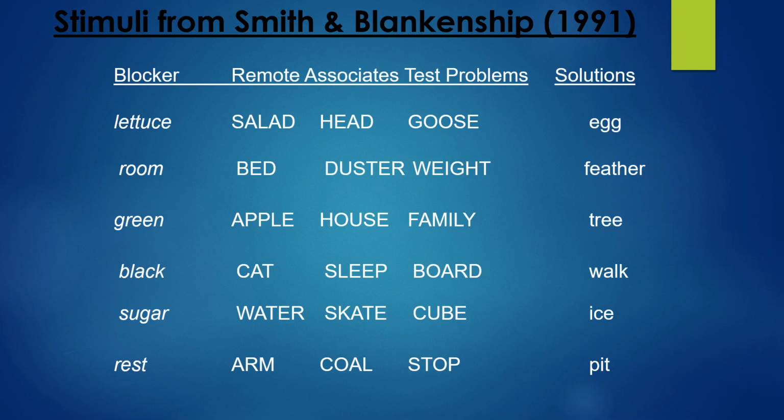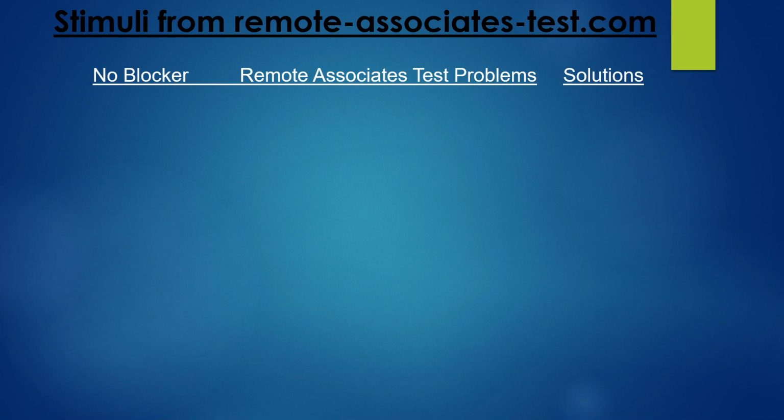All right. So next, we're going to try the same type of problems. They're going to be slightly different, but they're still RAT problems. And this time we're not going to have a blocker. What we're hoping to see is that without a wrong answer presented to you, you may be better able to come up with answers to these riddles. Let's give it a shot. Once again, try and write down any answers you think of in your notes.